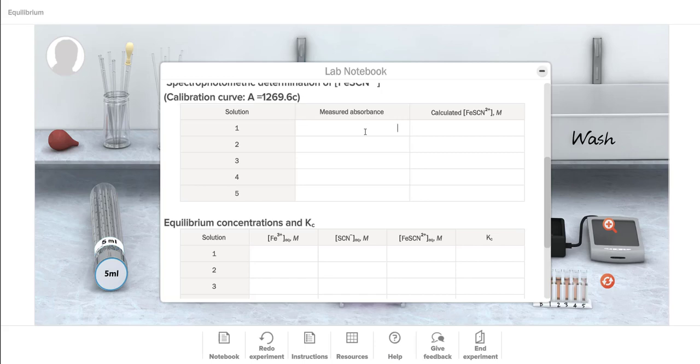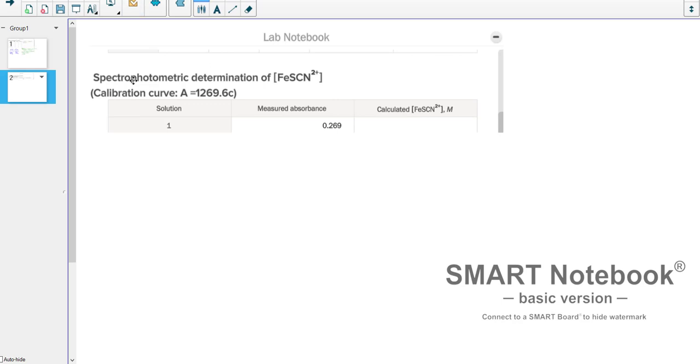Once you've finished all of the solutions, you're going to go back to your lab notebook and plug in the measured absorbances here, and then you're going to use the calibration curve to calculate what your concentration of the produced species, the iron thiocyanate, is at equilibrium, where A is your measure of absorbance and C is the concentration you are solving for. So I'm going to do a quick example of how you would go about doing one of these.